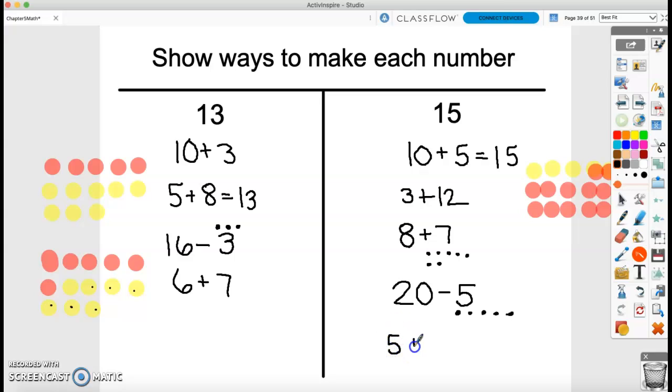All right, I could even do this for 15. 5 plus 5 plus 5. 5, 10, 15. If I wanted to do 3 numbers here, I could do 5 plus 5. Well, I know 5 plus 5 is 5, 10. And then I would have to add 3 more to get to 13.